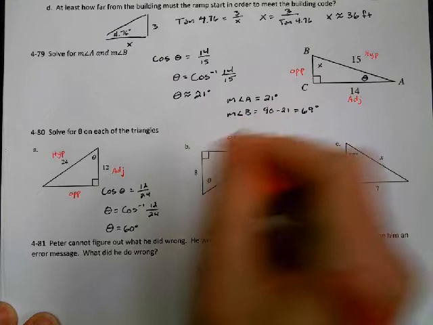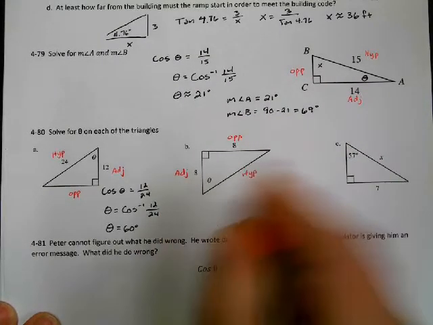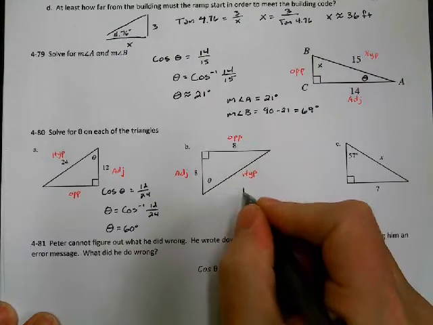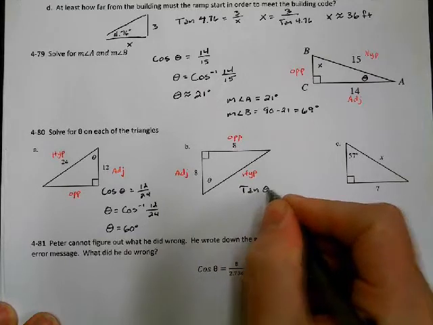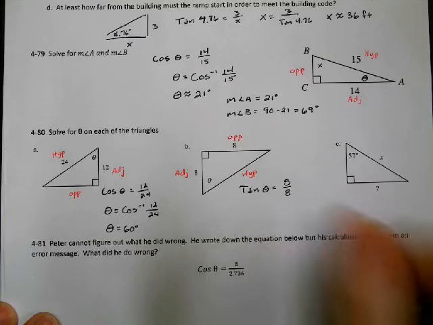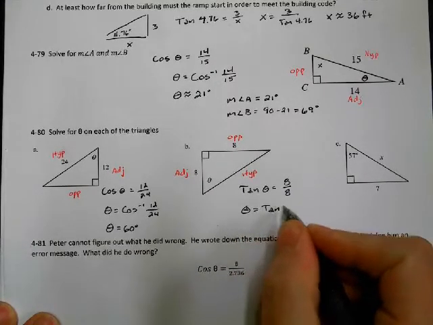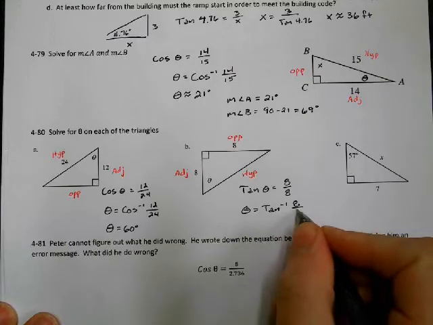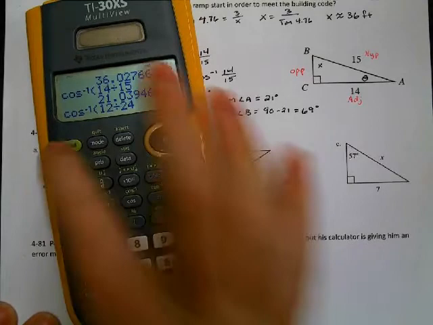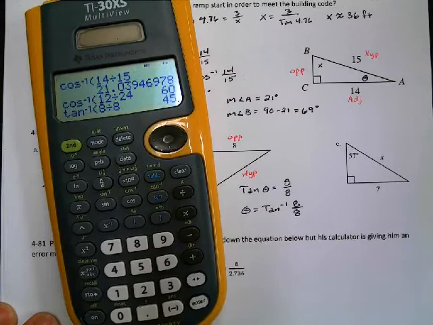Opposite, adjacent, hypotenuse. So opposite and adjacent, that's tangent. So I should use tangent of theta is equal to 8 over 8. So theta would be equal to the inverse tangent of 8 over 8. Because anytime I'm looking for an angle, I use the inverse. So second tangent, 8 divided by 8 equals 45. See, knew it already. So 45 degrees.